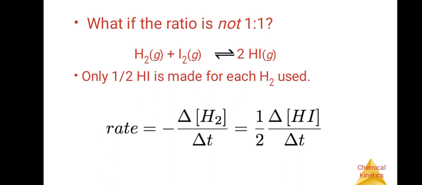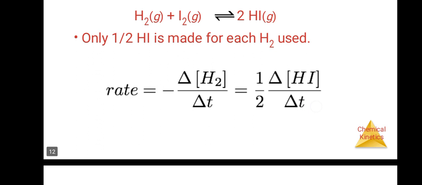So this hydrogen is simply showing the rate of disappearance. Then this hydrogen iodide is simply showing the rate of appearance. So they are simply showing you that the average rate of disappearance is equal to the average rate of appearance, or the rate at which you use up the reactants is equal to the rate at which the products are being formed. So make sure you take note of that.